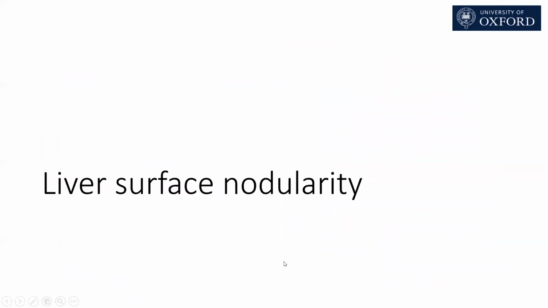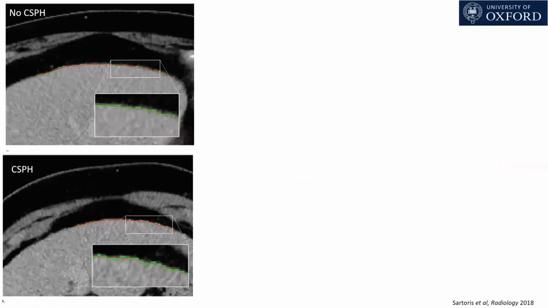Other techniques that have been used include the quantification of liver surface nodularity. This is a study from France where they look at liver surface nodularity, and I think you can see this better in the magnified insert here, where the red line is the average position of the liver capsule, and the green line indicates the nodularity. And the more the green deviates from the red, the more nodular the liver is. And perhaps you can see that in the case of the bottom patient, there is more deviation from the average. And again, the bottom patient has clinically significant portal hypertension, the top patient not.